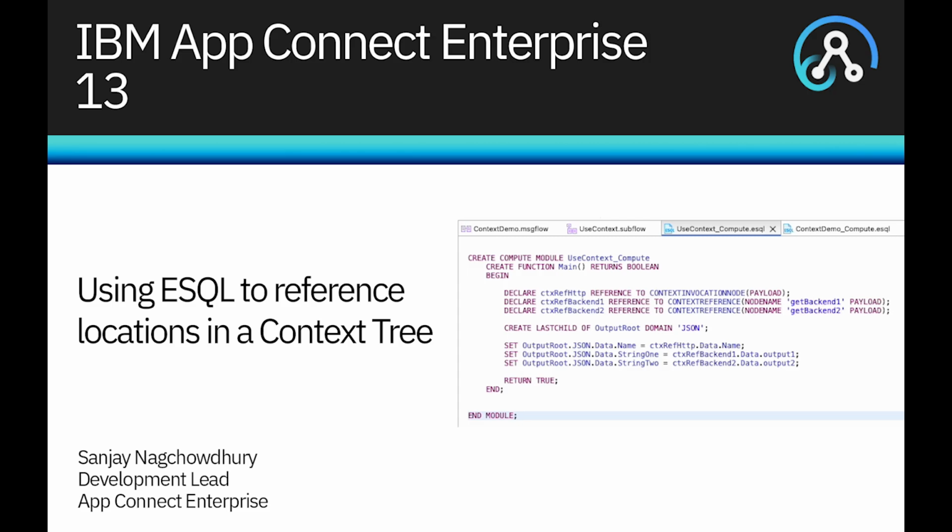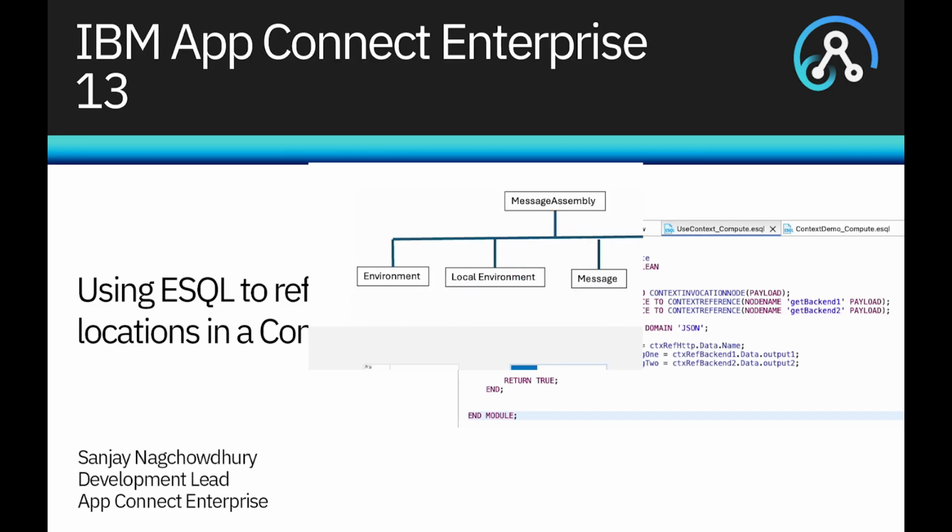In this video, I will describe changes that we've made in ESQL so that you can reference a specific location in the context tree using the contextreference function. I'll also demonstrate how to use the contextinvocationnode function to access the input message.